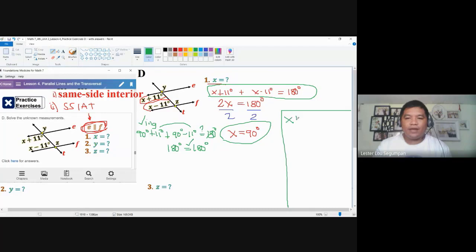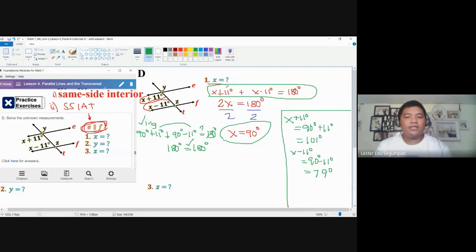So if we have x plus 11 degrees, where x is a 90-degree angle, we end up with 101 degrees. As for x minus 11 degrees, where x is 90, that's 79 degrees.